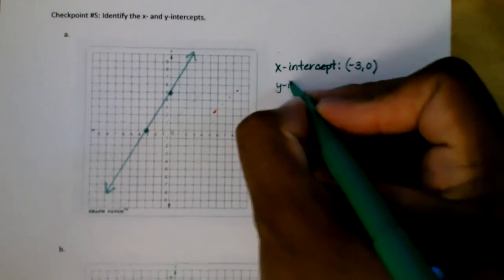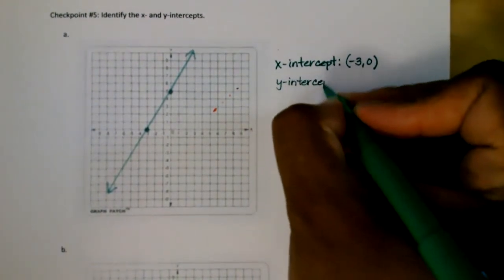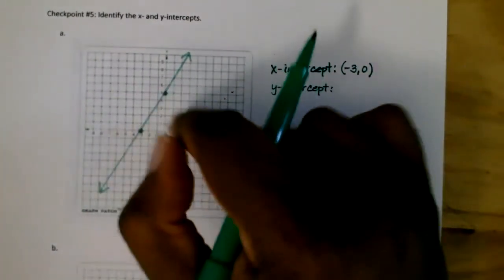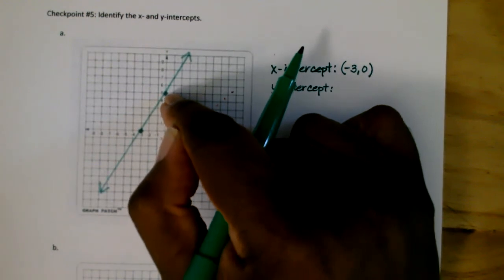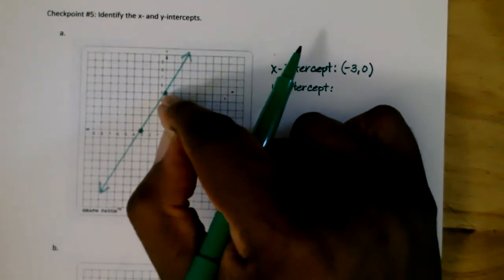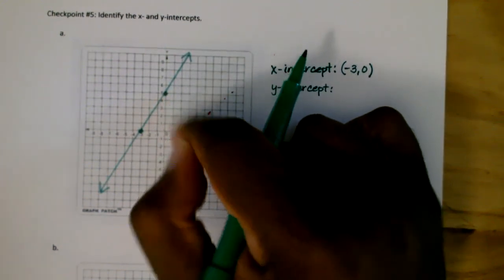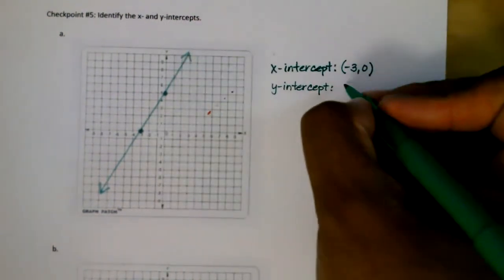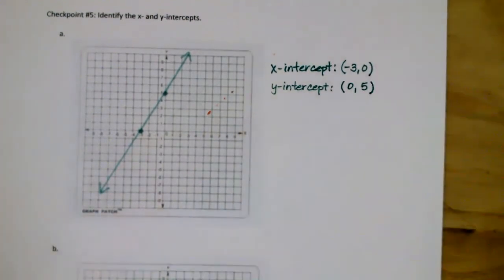And the y-intercept in this case is the point where this graph crosses the y-axis. Here it's crossing the y-axis at this point right here. And on the y-axis it's at 5. And it's the ordered pair 0, 5, because we stay at 0, but we go up 5. So the ordered pair for that y-intercept is 0, 5.